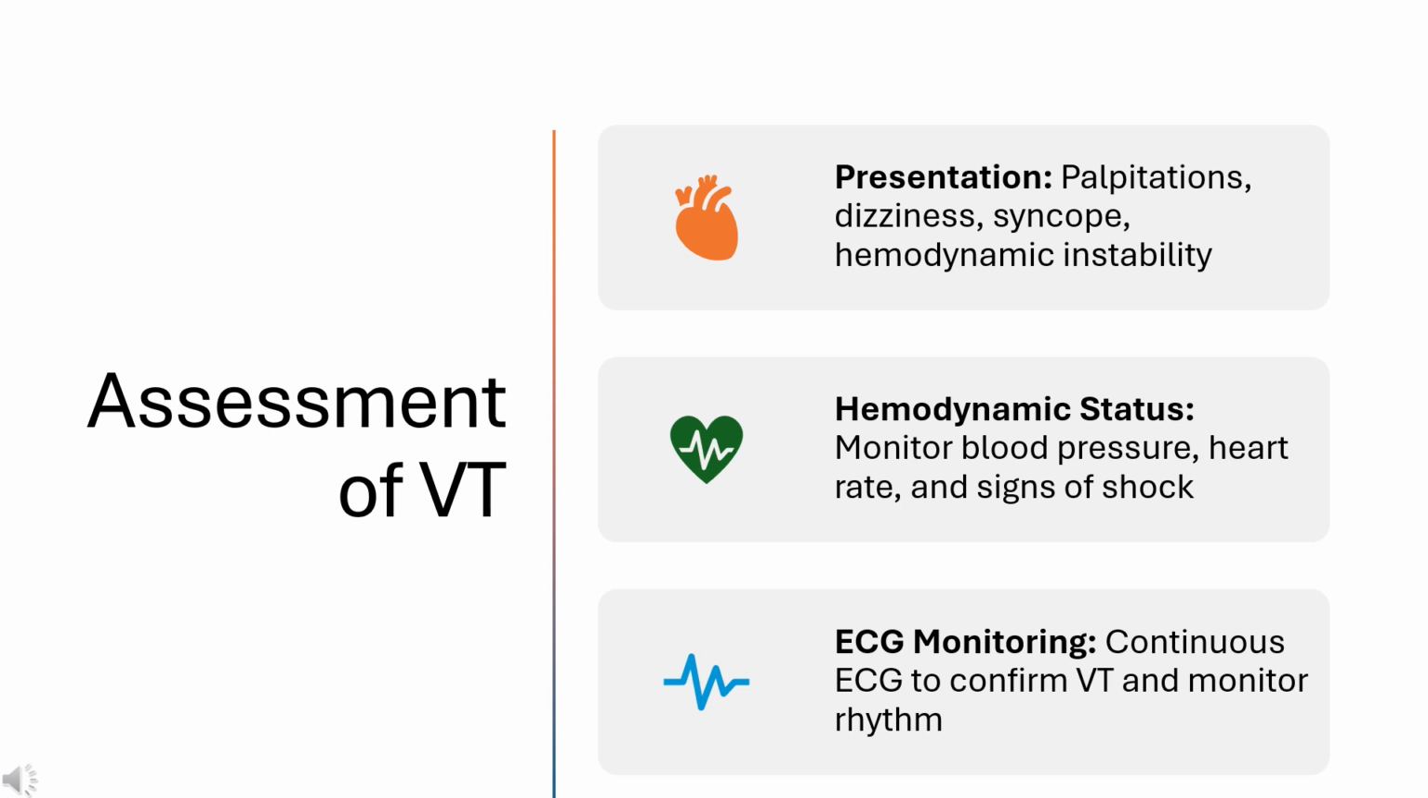Rapid identification of VT and immediate intervention are critical. It can quickly deteriorate into ventricular fibrillation or cause significant hemodynamic compromise, leading to cardiac arrest. Communicate effectively with the patient to understand their symptoms and provide reassurance. Explain the importance of continuous monitoring and the steps being taken to manage the condition.